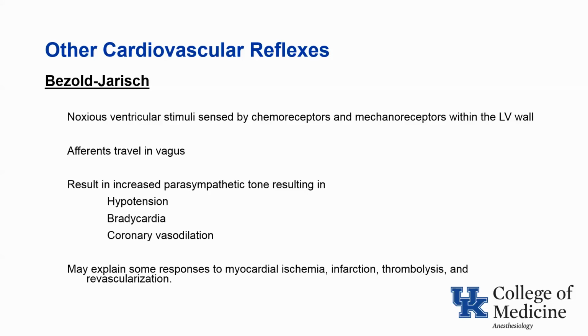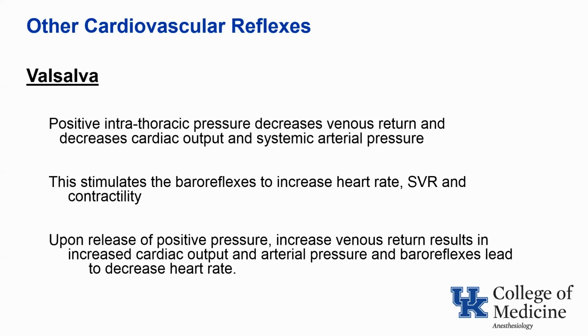The Bezold-Jarisch reflex responds to noxious ventricular stimuli, which are sensed by chemoreceptors and mechanoreceptors within the left ventricular wall. The afferents travel in the vagus and result in increased parasympathetic tone, resulting in hypotension, bradycardia, and coronary vasodilation. It may explain some of the responses to myocardial ischemia, infarction, thrombolysis, and revascularization.